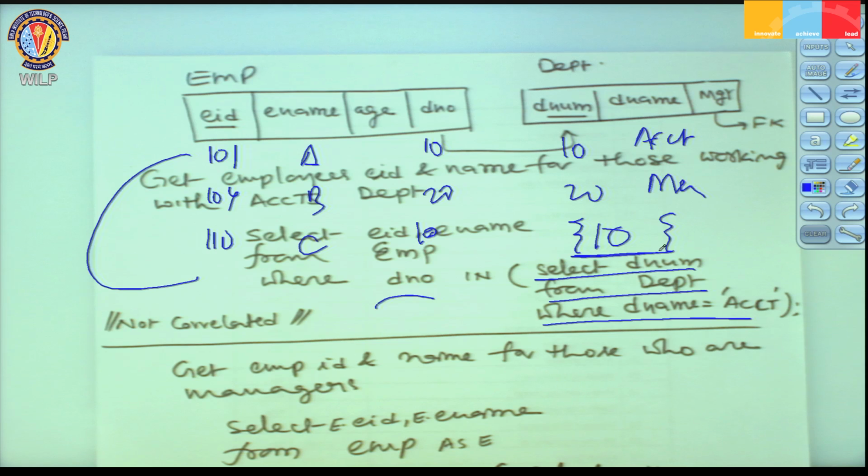Of course, this particular set contains only one element. So is DNO in this set or not? For the first tuple, first employee, the DNO is equal to 10. It evaluates to true. So 101 and A will appear in the result.